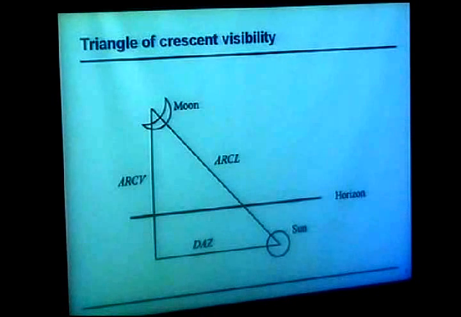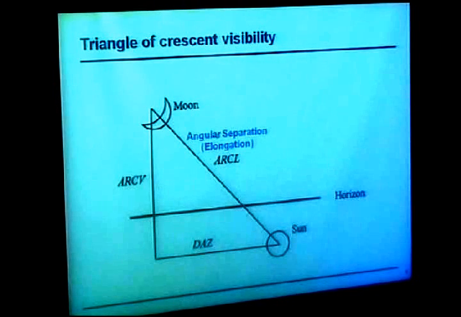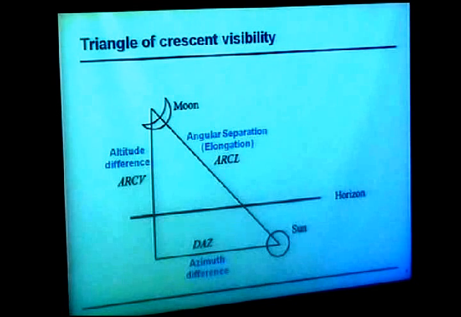And 3 parameters are used for crescent visibility, such as elongation or angular separation, arc of light, altitude difference, and azimuth difference. These 3 parameters are the triangle of crescent visibility.